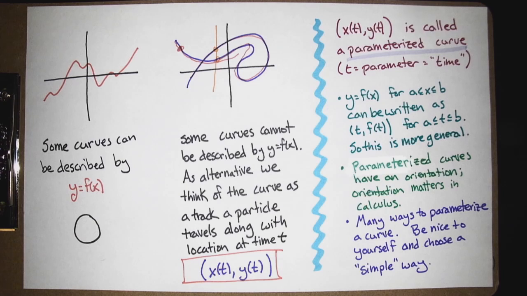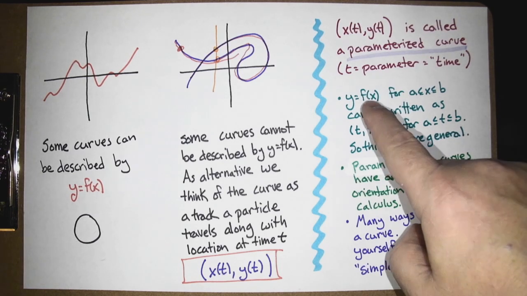The reason we call these parameterized curves is we're thinking of t, time, as our new parameter. And so we're laying it down. And now we can do all sorts of crazy stuff. So this is a nice generalization. Now, why do I say it's a generalization? Well, we can do everything that we did before.